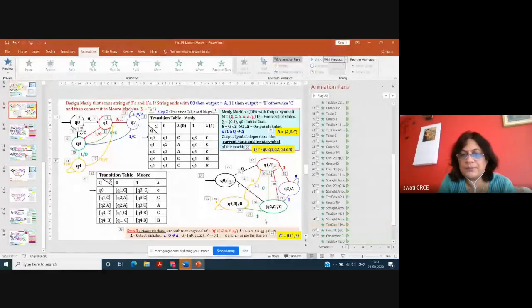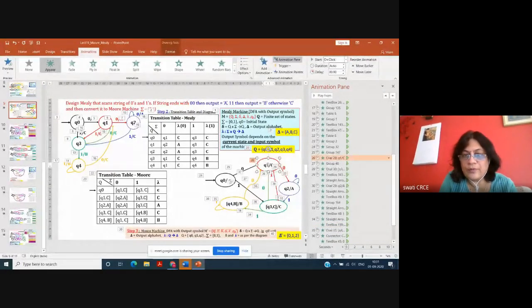This is 1. Okay, and you need to write down here Q1 comma C in the square bracket. And here Q2 comma A.